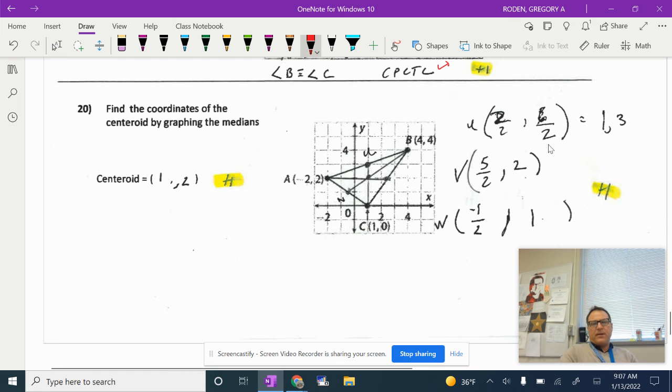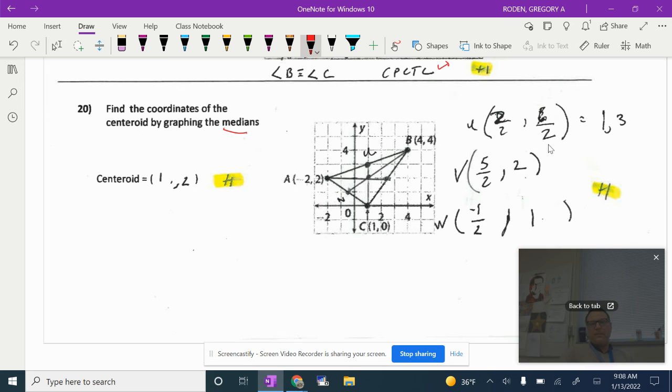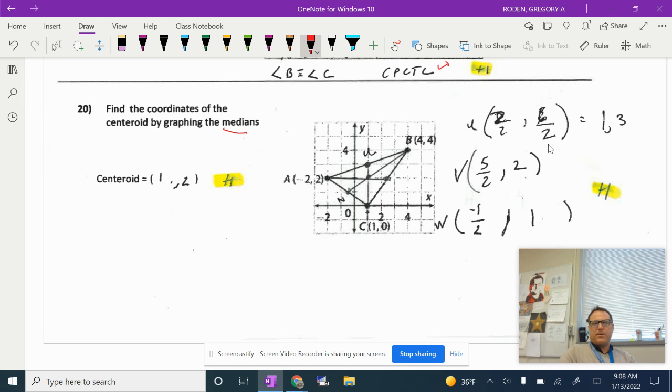So the first thing we do is we need to use the midpoint formula to find the midpoints. To find medians, you need midpoints. So I found these 3 midpoints. It looks like U was the point (1, 3). And it looks like V was the point (5/2, 2), which is (2.5, 2). So that's right here. And then the last one is (-1/2, 1), and I called it N right there.